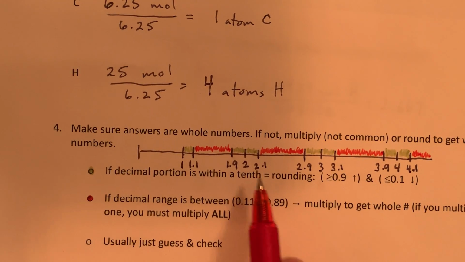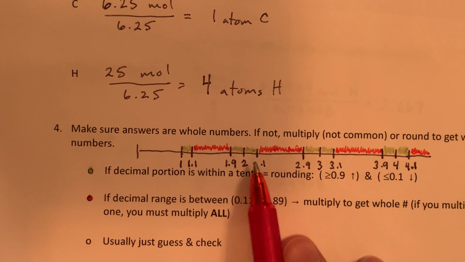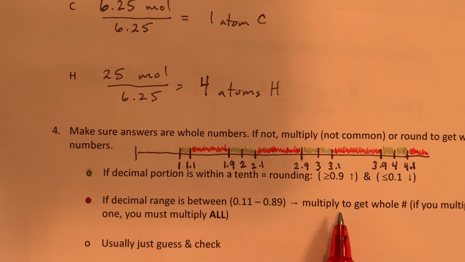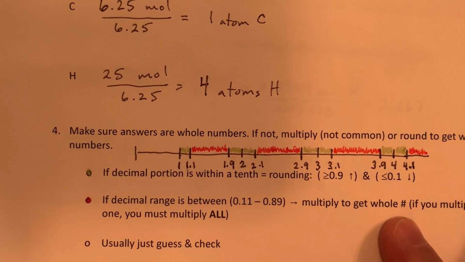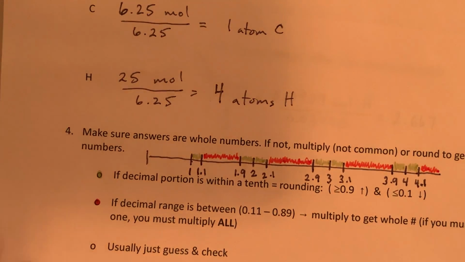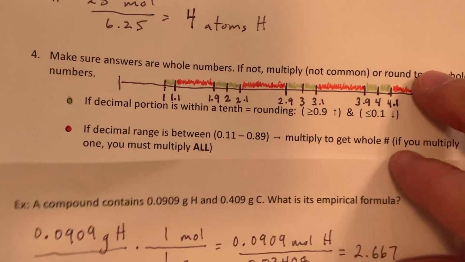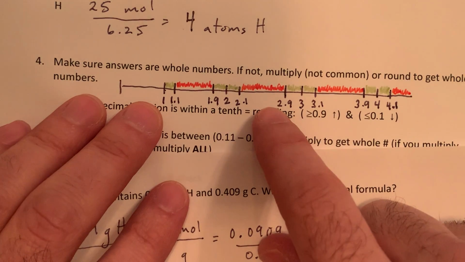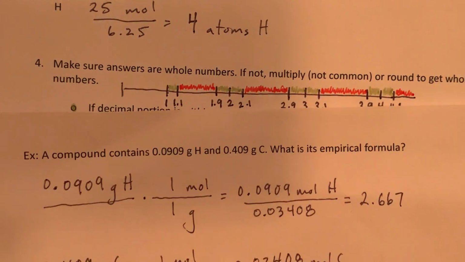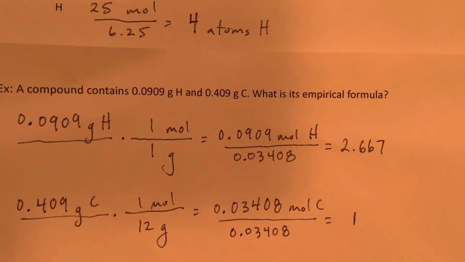So if it's within a tenth, you round to the nearest whole number. If it's not, then you have to do this multiplying. Okay, here's how the multiplying works. If we look at our example, we've got 2.667. That is not within a tenth of a whole number, so we can't just round it. So here's what we do.